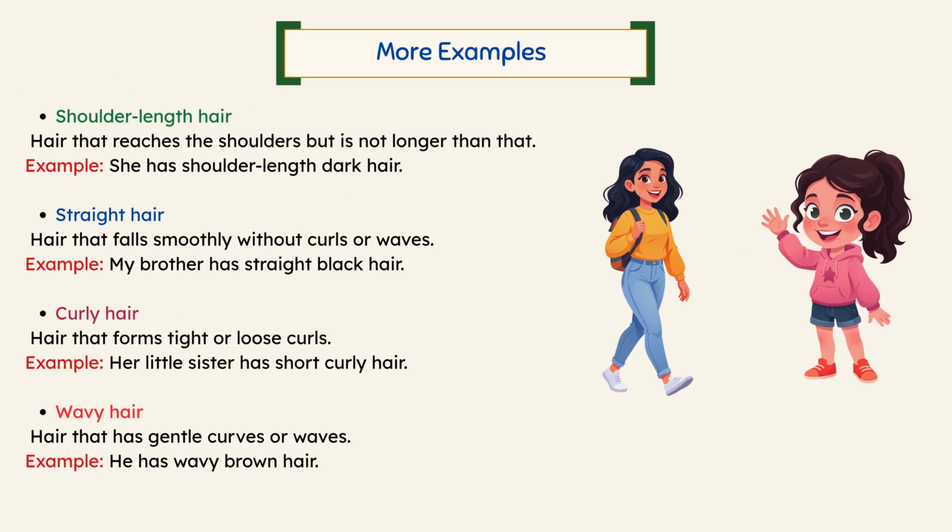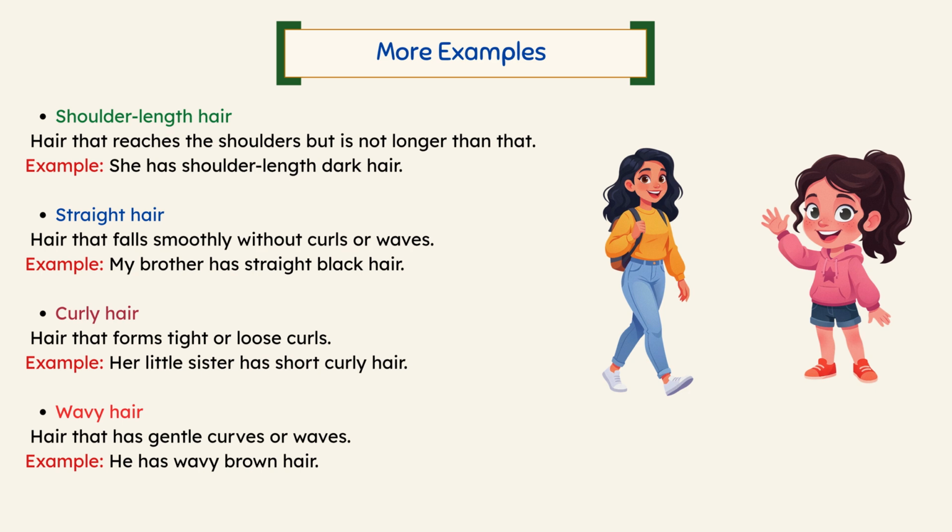Let's look at some more common expressions used to describe hair. Shoulder-length hair. This means hair that reaches the shoulders but is not longer than that. Example, she has shoulder-length dark hair. Straight hair. This means hair that falls smoothly without curls or waves. Example, My brother has straight black hair.